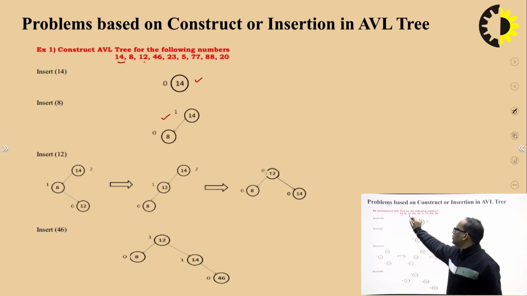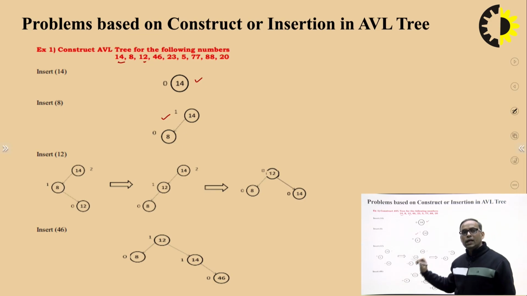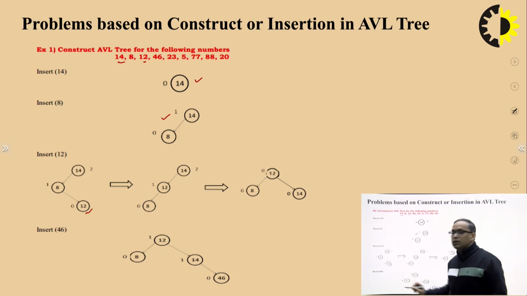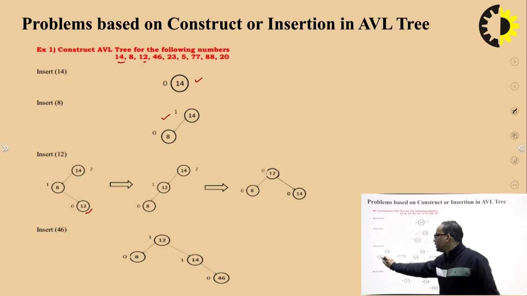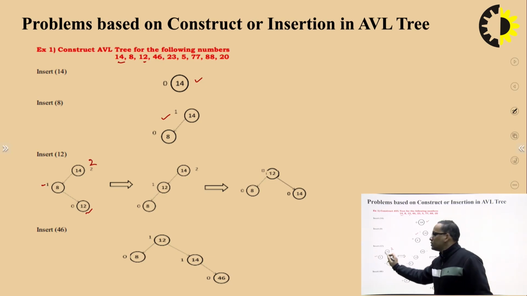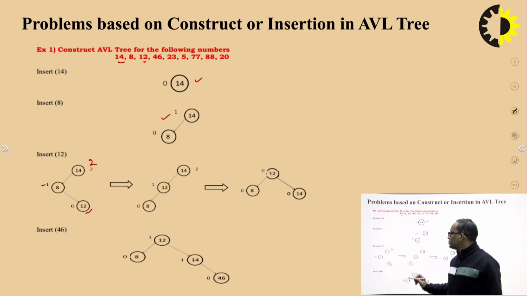Now we have to insert 12. When we insert 12, 12 is less than 14, so it will go in the left subtree of 14. Now when we compare, 12 is greater than 8, so it will be inserted in the right of 8. Now we calculate the balance factor of each node. The balance factor of 12 is 0, and the balance factor of 8 is minus 1, because there is no left subtree of 8. Now the balance factor of 14 is 2, because the height of the left subtree of 14 is 2 (levels 1 and 2) and there is no right subtree of 14. So overall the balance factor of 14 will be 2 minus 0, which is 2.